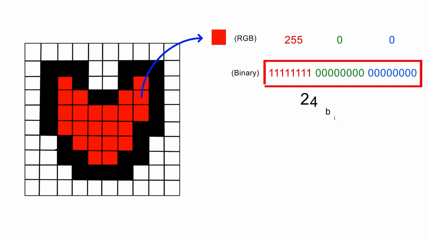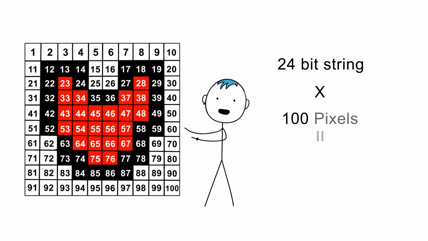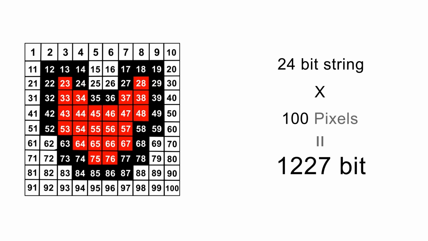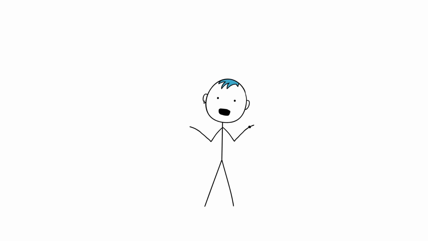So just to display one single red pixel, your computer has to process a 24-bit string of ones and zeros. Now multiply that by the 100 pixels in our tiny picture. That's a total of 2,400 bits of data that the CPU has to read, translate, and send, all for a single small image. Now you should know why file sizes are so different.